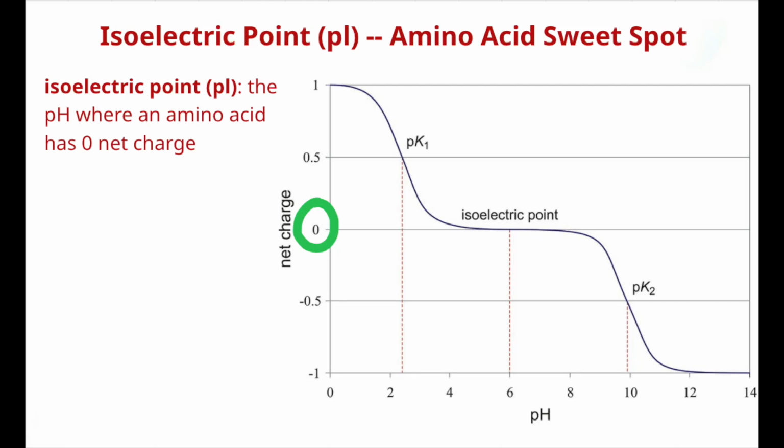Today, we're diving into a chemistry classic, the isoelectric point, or pI. That's the pH where an amino acid has zero net charge. Not positive, not negative, but perfectly neutral.